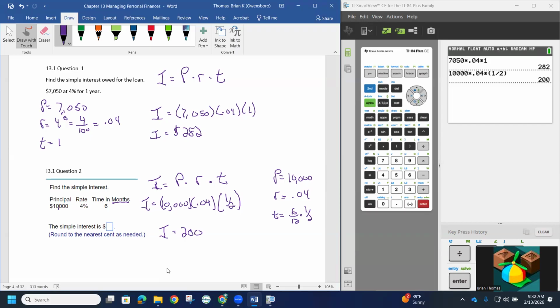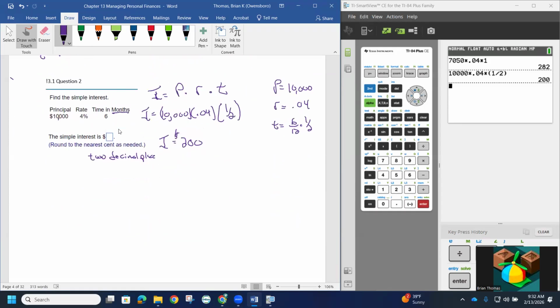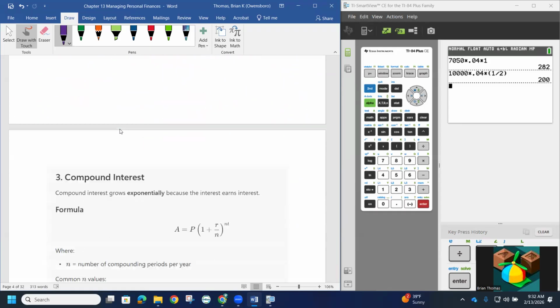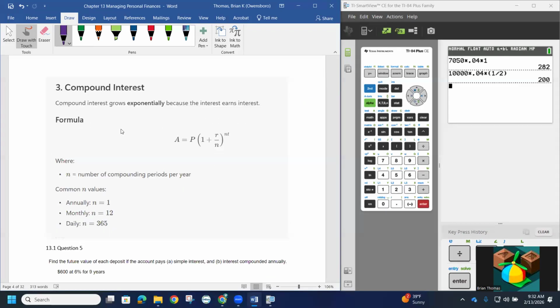Notice how it does say round to the nearest cent, but nearest cent means two decimal places to the right. So we didn't have to worry about that. So cent is actually two decimal places because that's the hundredths place. Because remember, a penny is a hundredth of a dollar. Okay. Let's see if there's any other examples that pertain to simple interest. So it looks like we're going to get into compound interest next. So we'll pause and we'll talk about compound interest.